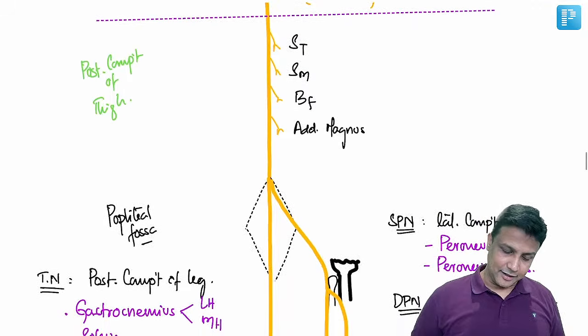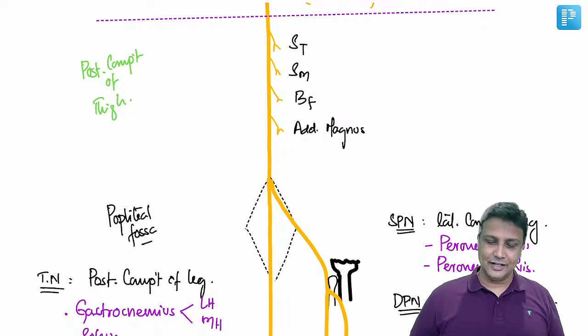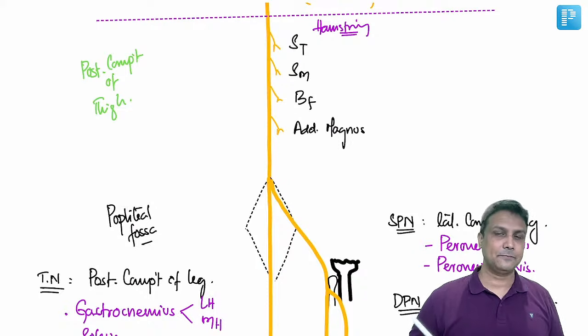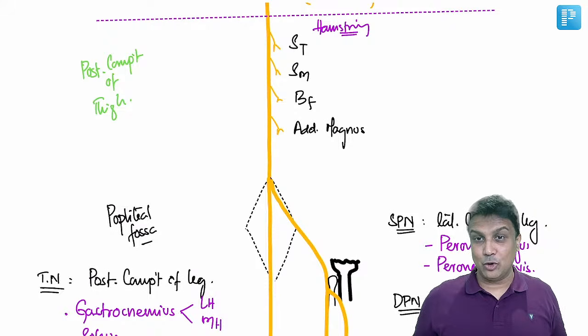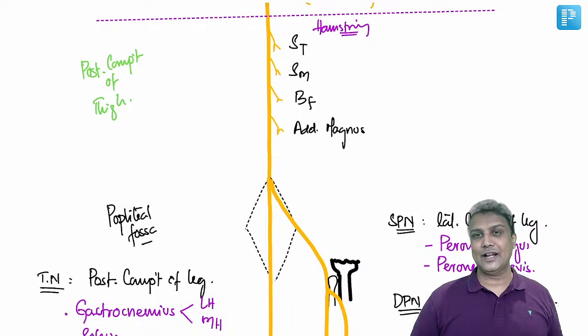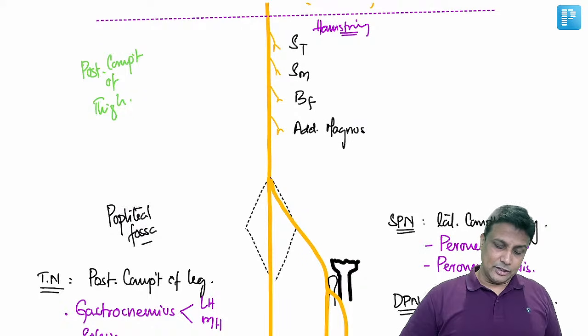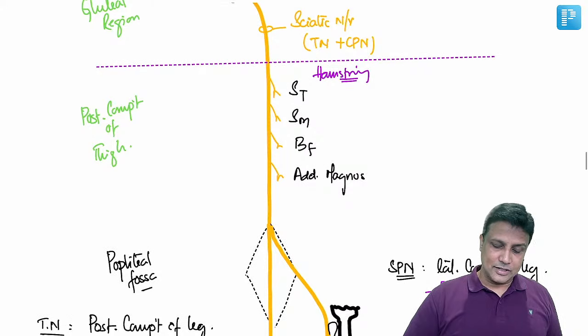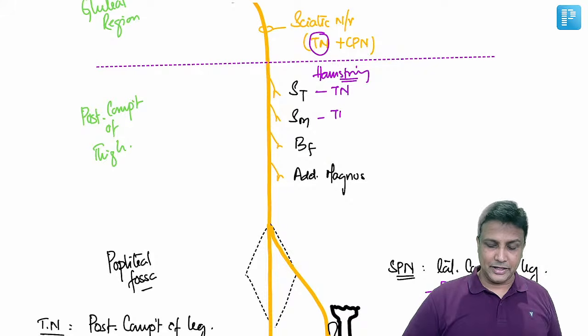Then in the thigh, in the posterior compartment of the thigh, you'll have muscles, and those muscles will be the hamstring muscles, or simply you can call them hamstrings. That will be semitendinosus, semimembranosus, and biceps femoris, as well as one more muscle here, adductor magnus. Now let me tell you, semitendinosus will be supplied by the tibial nerve, I mean to say the tibial component of the sciatic nerve. Semimembranosus is also supplied by the tibial nerve.